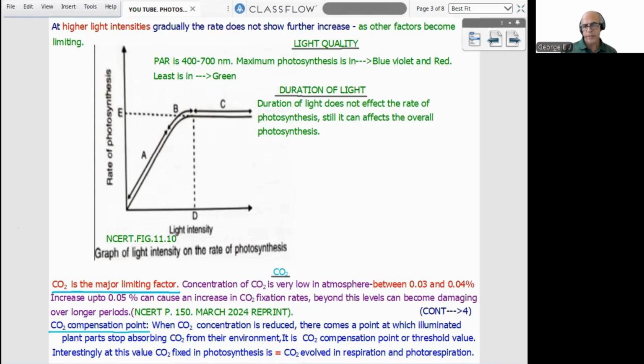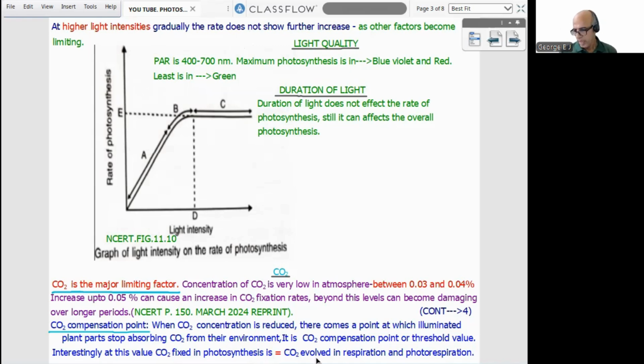Now, next factor is carbon dioxide. First question is, which is the major limiting factor in photosynthesis? It is carbon dioxide. Concentration of carbon dioxide is very low in the atmosphere, you know it. And the value will be between 0.03 to 0.04%. A slight increase up to 0.05% can cause an increase in carbon dioxide fixation rate. Beyond this level, if it goes on increasing, it is damaging over long periods. And that line is again given in NCERT page number 150, March 24, reprinted issue.